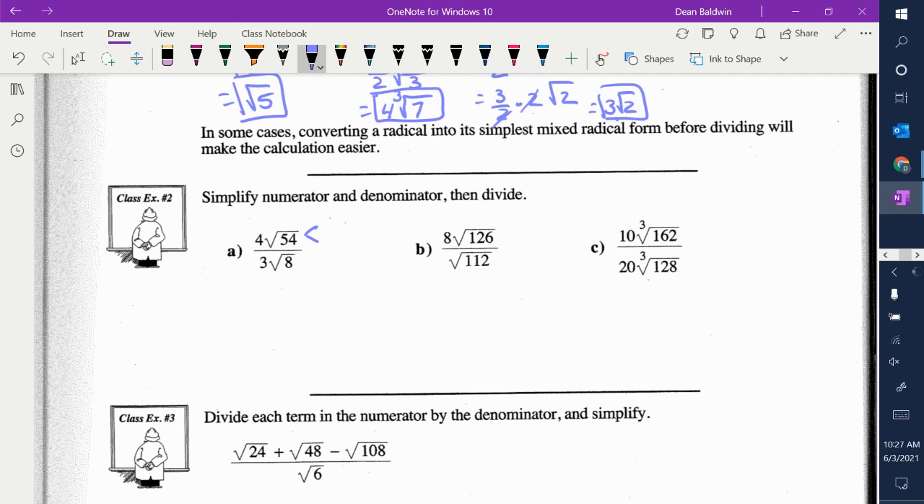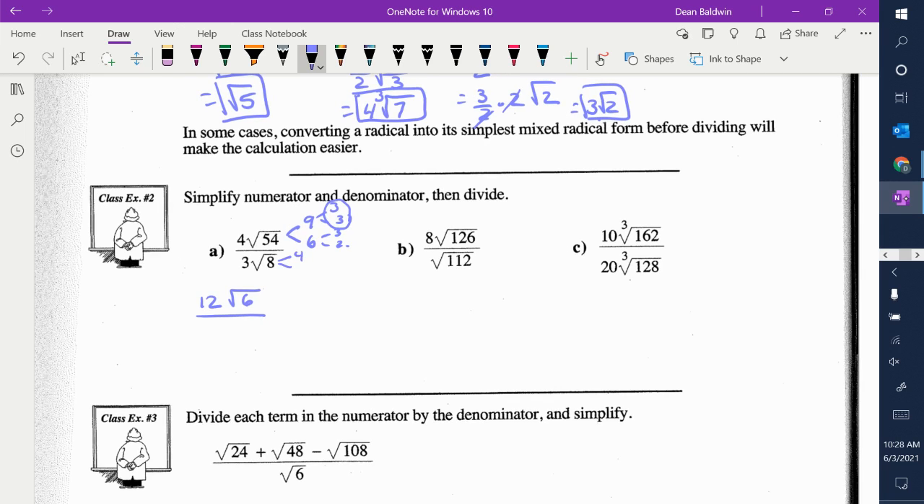So 54 is 9 and 6. That's 3 and 3. So I can pull out 2 3s, right? Or 1 3, sorry. Pull out 1 3. So I got 3 times 4 is 12 root 6 over, what can I pull out of the denominator? I'm going to pull out a 2, right? So that I get 2 times 3 is 6 root 2. What's 12 divided by 6? 2. What's root 6 divided by root 2? Root 3. So that whole thing simplifies down to 2 root 3.